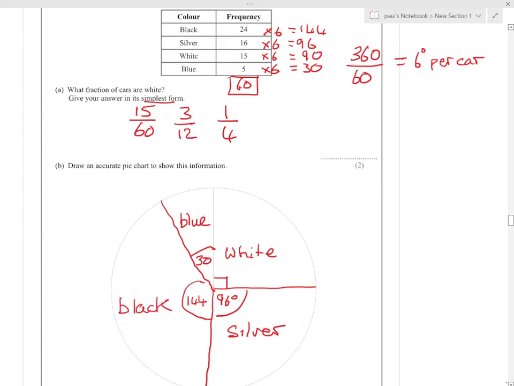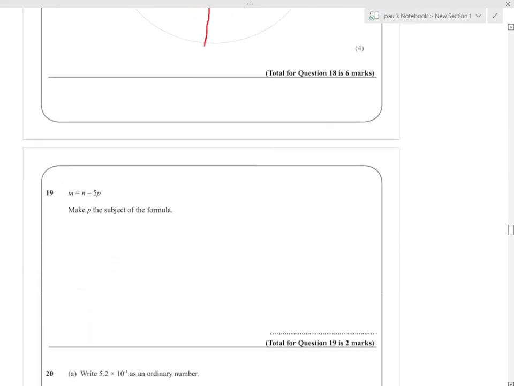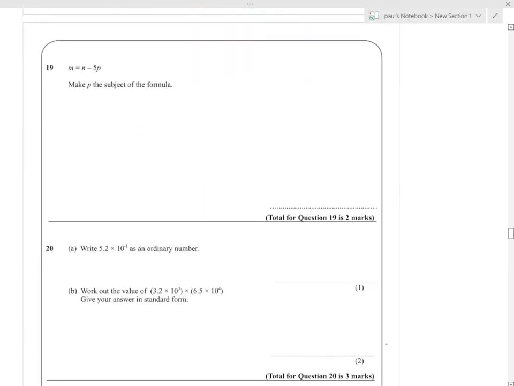Lots of black cars in this question. I don't think it matters which way round you do all these, as long as you measure them with a protractor. They'll have some kind of template that they put over the top to see how accurate you are.